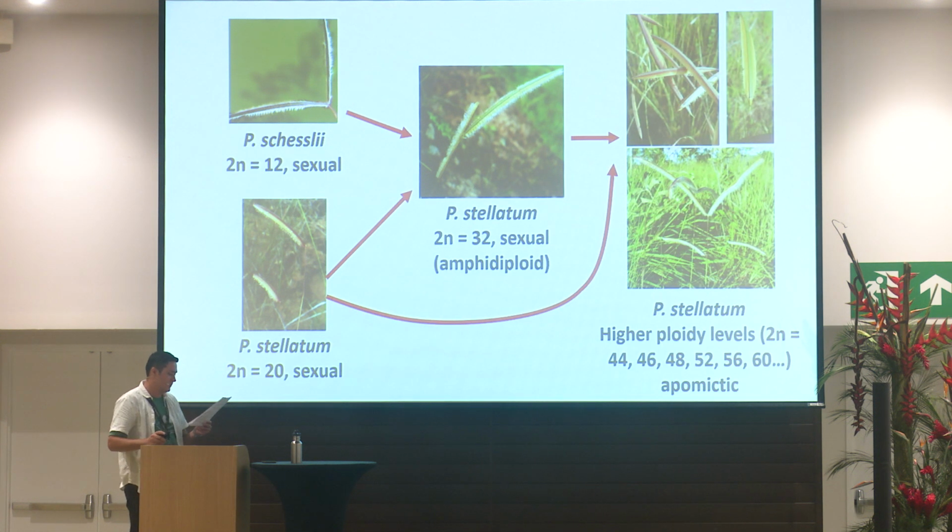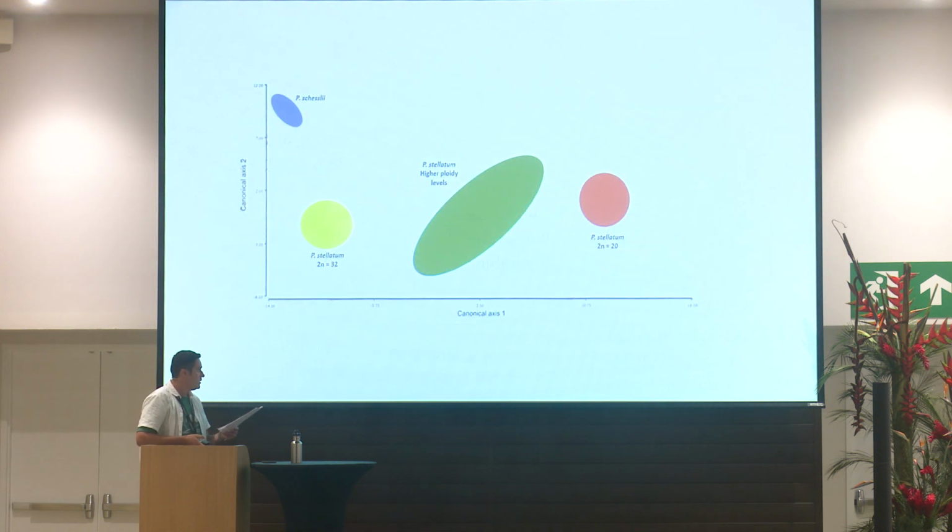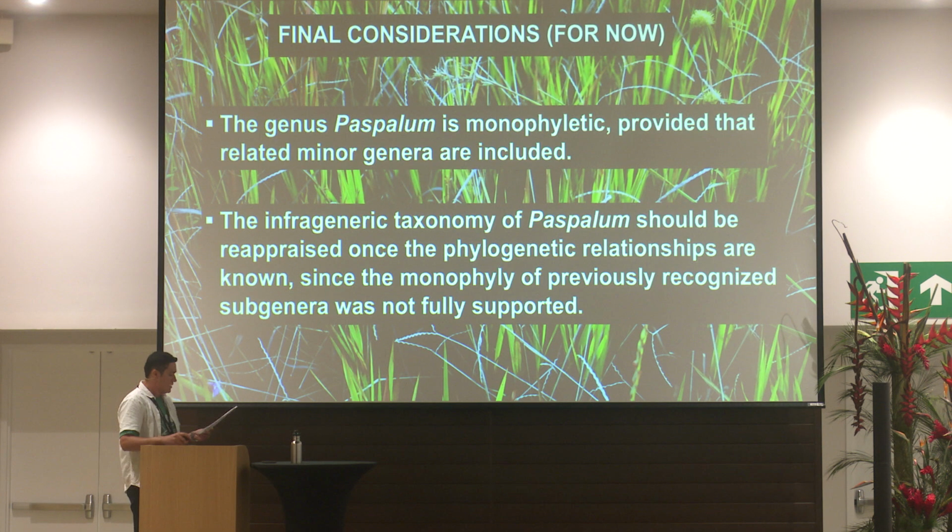Successive backcrossing events partially explain the formation of higher polyploids, which are maintained in nature thanks to apomictic reproduction, so all apomictic populations here. Discriminant analysis of morphological data shows that all the polyploids resemble Paspalum stellatum, so they have been currently classified under this name. Nevertheless, the taxonomic status of these entities is now being reappraised, taking into account the hybrid origin of all polyploid cytotypes. So to conclude here, we can outline some final considerations.